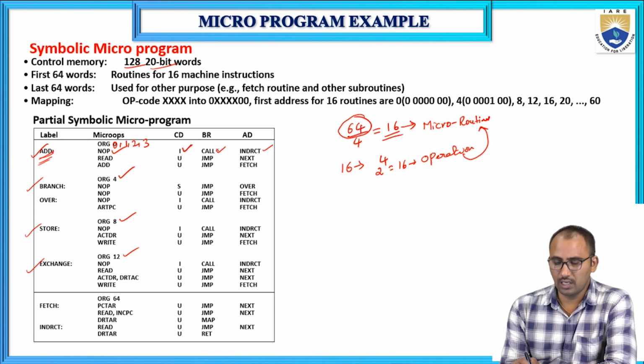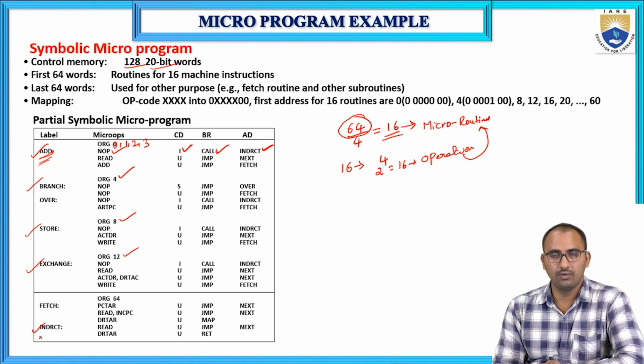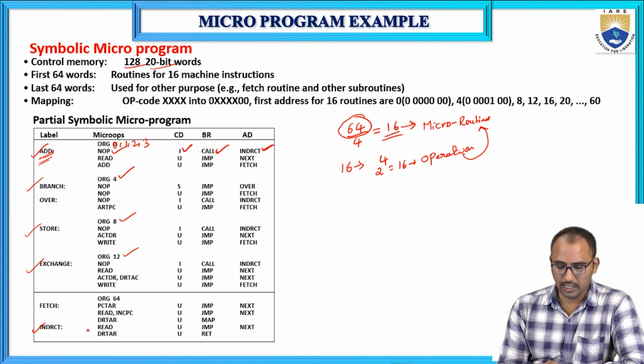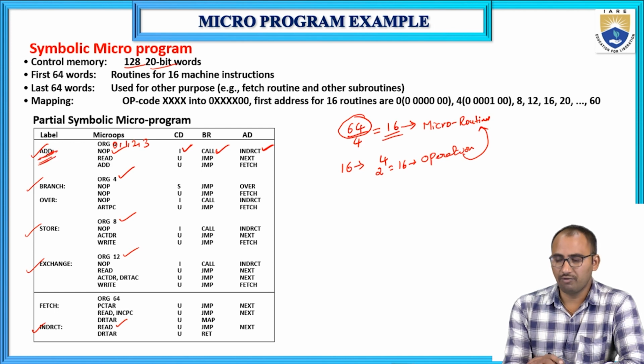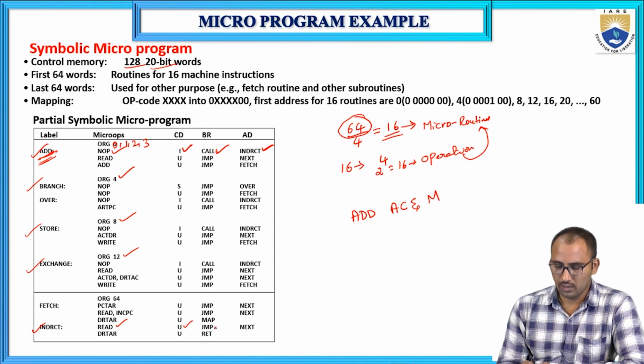What is the branch type? Call. What is the address? Indirect. So that's why we need to go to the indirect routine. Then read, because we are performing an add operation with the contents of the accumulator and the memory. So read. Condition type U, branch type jump, address next, DR to AR.